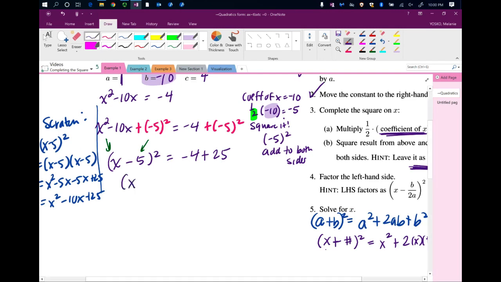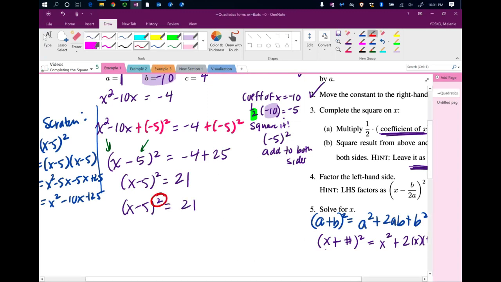So we have x minus 5 quantity squared equals what? Well, on the right-hand side, we're going to combine those two values. We have -4 plus 25, or 25 minus 4. So we get 21. Okay, now we're going to solve for x. Well, x is under that square, right? I'm going to rewrite it for now: x minus 5 squared equals 21. I'm going to rewrite it so you can see the next step very carefully.